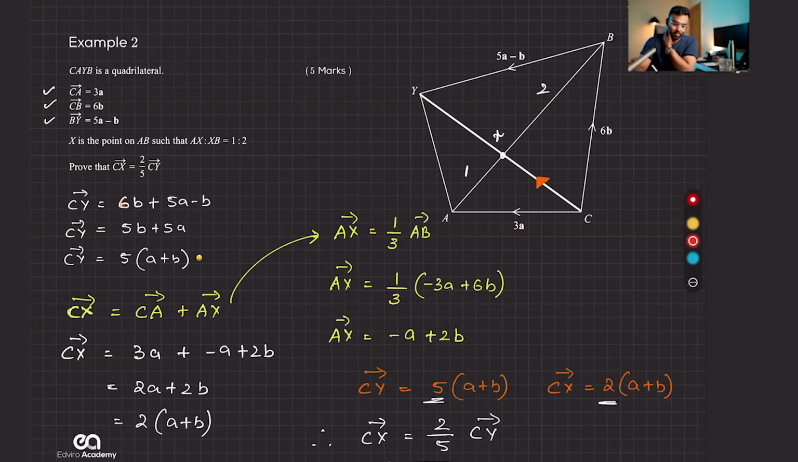Did you mean this one? Or is that the one about that? This one. So yeah, that one. We are finding AB, right? This whole thing is AB right there. So you're trying to find out AB, which is A to C and C to B. That's minus 3A plus 6B, because for AC you're going in the opposite direction.